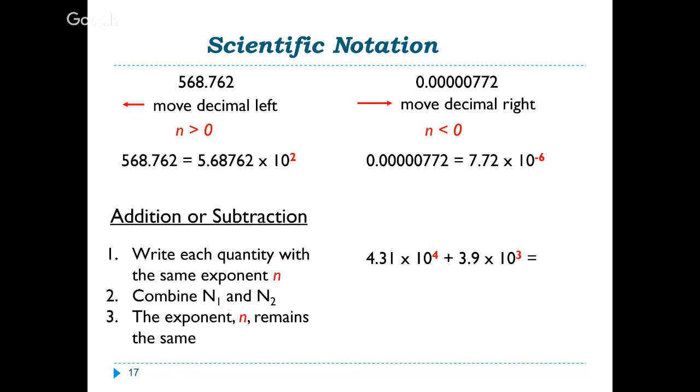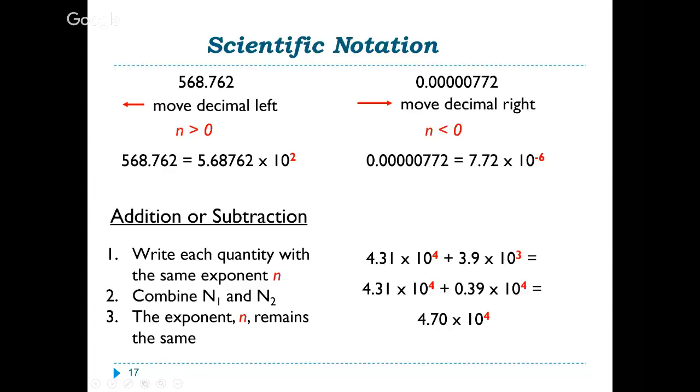So I could make this value 43.1 times 10 to the third, or I can make this value 0.39 times 10 to the fourth. So we chose the latter option. So now that my exponents are the same, I simply add 4.31 to 0.39. I end up with 4.70. I keep my exponent the same, so my final answer is 4.70 times 10 to the fourth.